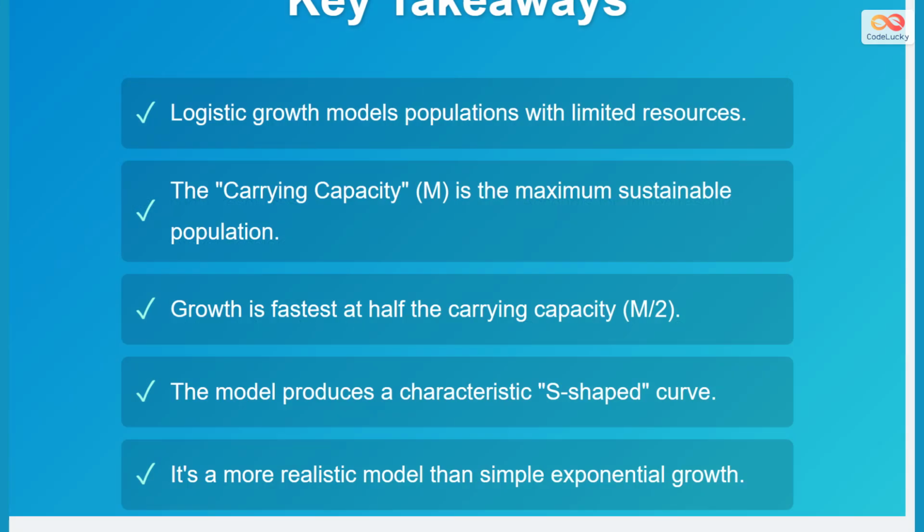To summarize, the logistic growth model is essential for understanding populations that have limited resources. Remember that the carrying capacity, m, is the maximum sustainable population. The growth rate is fastest when the population is at half of its carrying capacity. The entire process is visualized by the classic S-shaped curve, making it a far more accurate and realistic model than simple exponential growth.